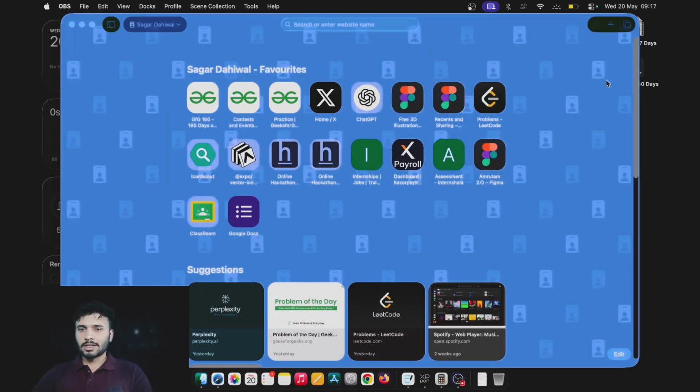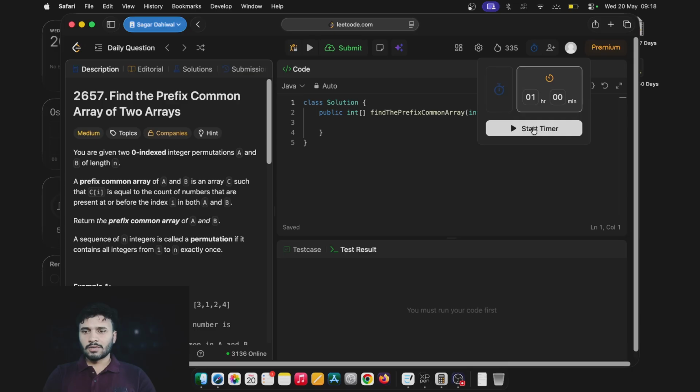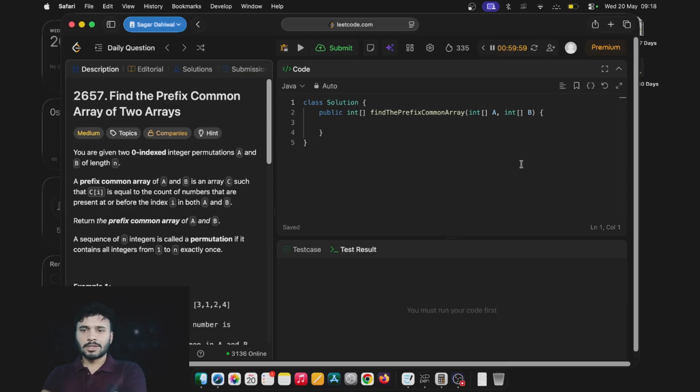So this is my screen, and let's try with LeetCode. One hour will be fine. Let's see. Find the prefix common array of two arrays.